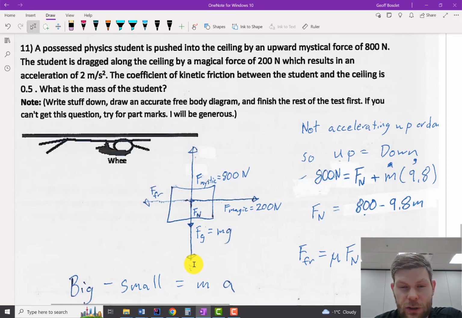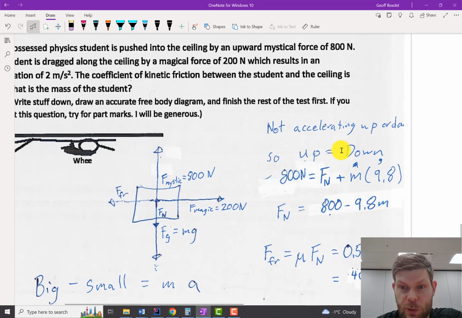Now, looking at this situation, it doesn't appear that our student here is accelerating up or down, which lets us know that our up forces must be canceling with our down forces. So our 800 newtons must be equal and opposite to normal force plus gravity. So our two downward forces have to add up to equal our upward. Otherwise, she'd be like falling to the ground or crashing through the ceiling.